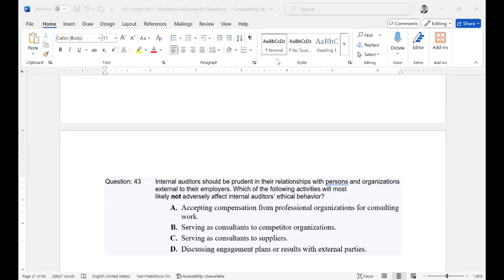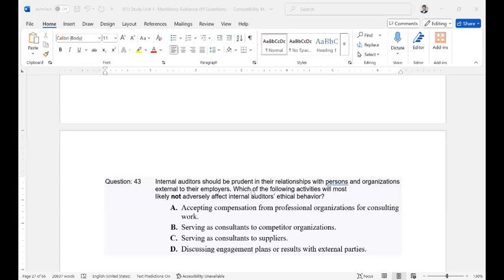The internal auditors should be prudent in their relationships with persons and organizations externally. Which of the following activities will most likely not adversely affect the internal auditor's ethical behavior? Accepting compensation from professional organizations or consulting. Serving as consultants to competitor organizations will affect. If I'm working for one hotel, I can't be a consultant to another hotel. Serving as consultant to suppliers also results in an ethical issue, a conflict.